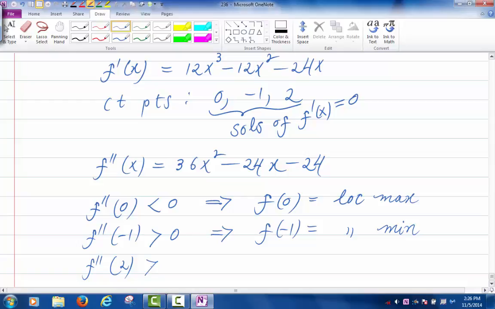Because if you plug in 2 here, you get 36 times 4 minus 24 times 2 minus 24. And I think it's pretty clear that it's positive. You can also use your calculator to see what that is. So f of 2 then is a local minimum. Because if the second derivative is positive, it means the function is concave up, meaning that at that critical point you have a local min. Is that making sense? Is everybody okay with that?